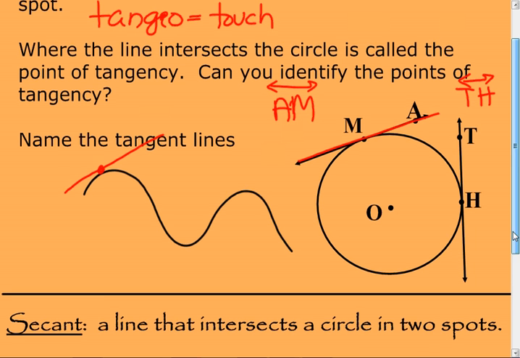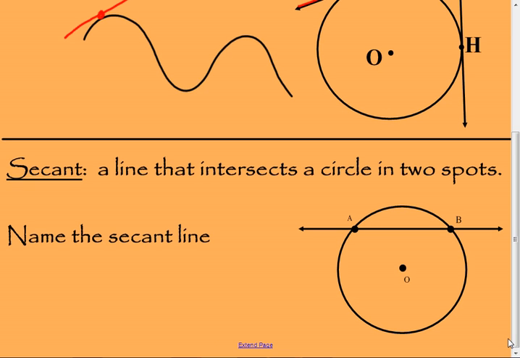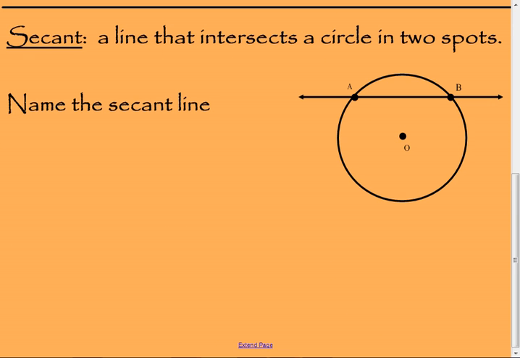Okay. Is that okay? Now, a secant, you're going to have to know all these words. Chords, the chord here is AB. That's a chord. The secant is the line. The secant is that whole thing right there. So the secant line is AB.